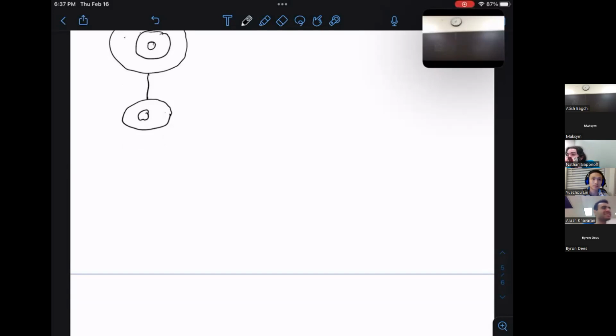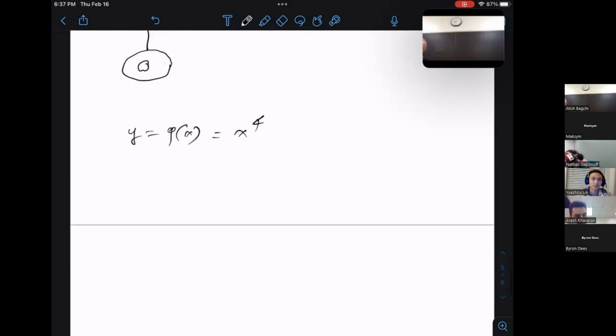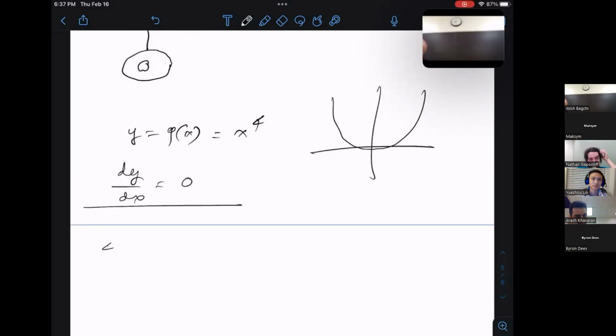Okay. So now, they say the second derivative test will actually fail in the case of the simplest function. Suppose I have y is equal to phi of x is equal to x to the 4th, where the graph looks like this. So dy dx is equal to 0. From that we conclude 4x cubed is equal to 0, which means x is equal to 0. So 0 is a critical point of the function phi.